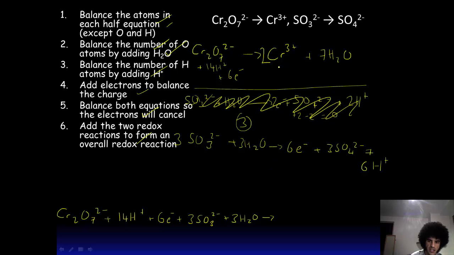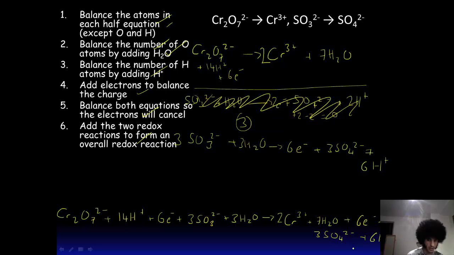Now this is going to add to these two and these three things. So it's going to add 2Cr3 plus 7H2O plus 6e minus, plus all the other stuff here as well. So plus 3SO4 2 minus plus 6H plus.